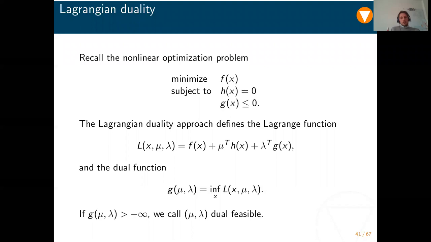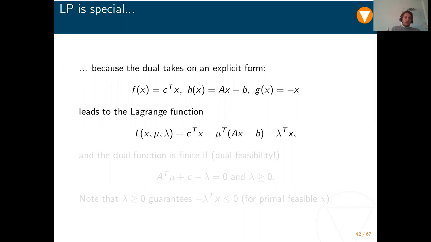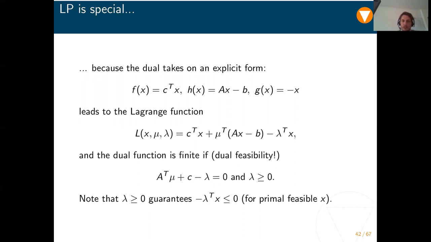Linear programming is a special case of nonlinear programming in functional form, of course. If you plug the linear expressions into this generic form for nonlinear programming that we have seen, you can apply Lagrangian duality in the same way, and the Lagrange function then looks like this. LP is so special because this whole notion of duality can be reduced to a very explicit form, which is not necessarily the case for nonlinear functions. So you have a very explicit idea of what dual feasibility means. I did not do the derivation here; you can find that in standard textbooks.